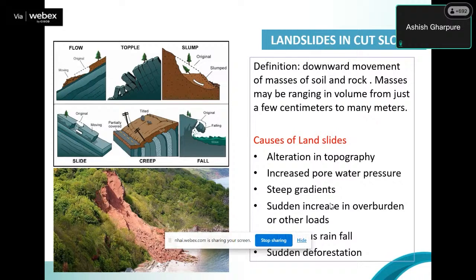What happens is it's all due to alteration in topography, increased pore water pressure, or very steep gradients, sudden increase in overburden or other loads. And of course, we know that most of it would happen during a rainfall, right? Then sudden deforestation could also be one cause for this. Next.